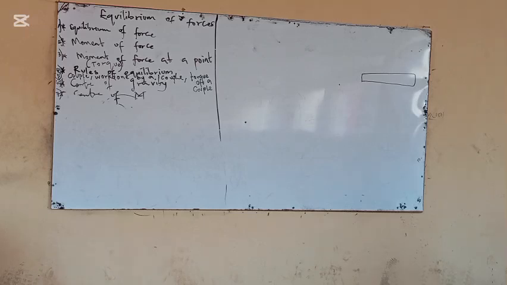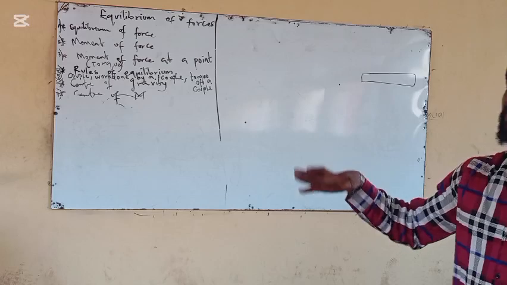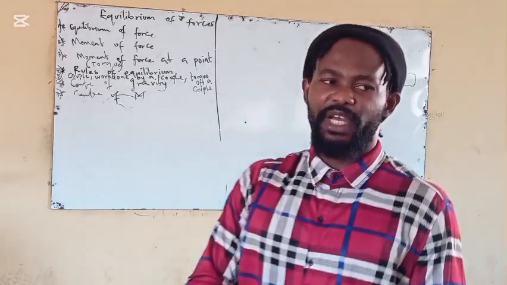A point will come when we'll be doing center of mass of regular objects, irregular objects, and so on. That's what we'll be doing during the week, center of gravity and center of mass. But for today, I just want us to briefly cover equilibrium, moment of force, rules of equilibrium, couple, work done by a couple.